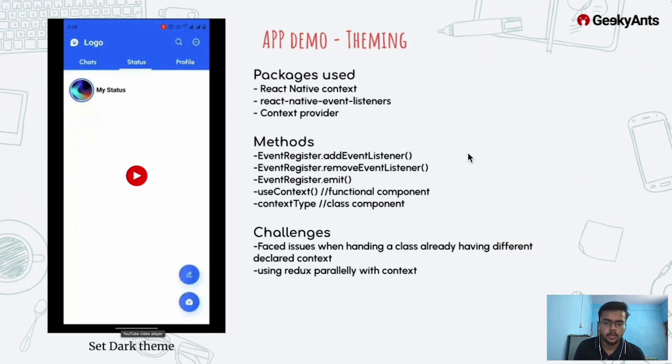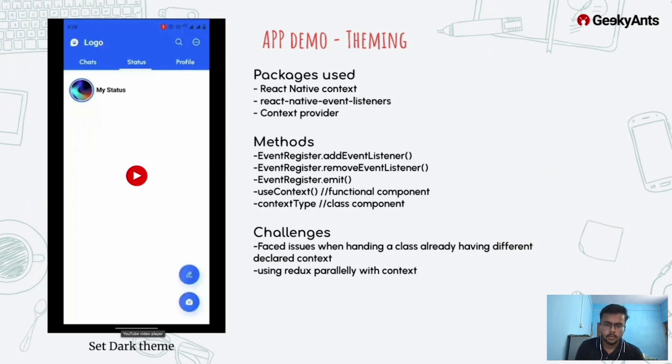Some challenges were there. As Shubham told, we had two kinds of components, class components as well as functional components, in one application. So we had to pass the context values to both of them at one time. Once we changed the values, we had to use them in both components. That was a challenging task for us.